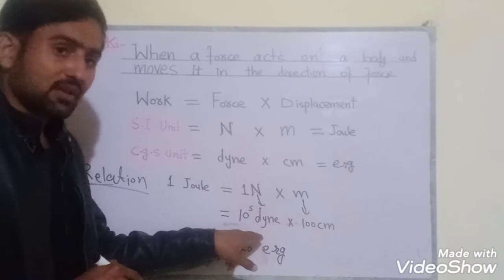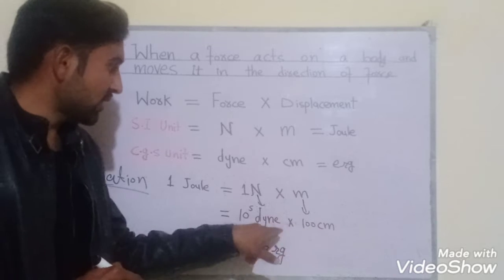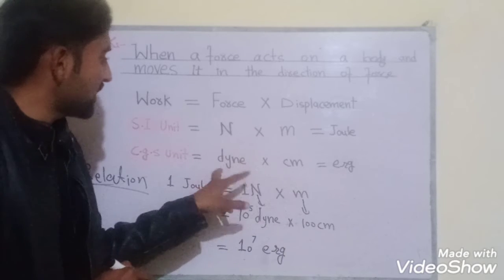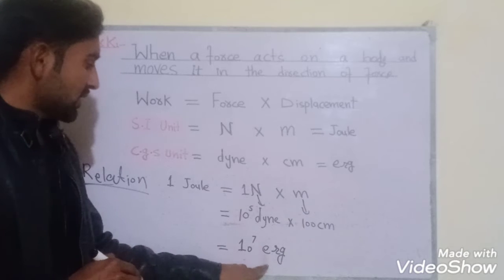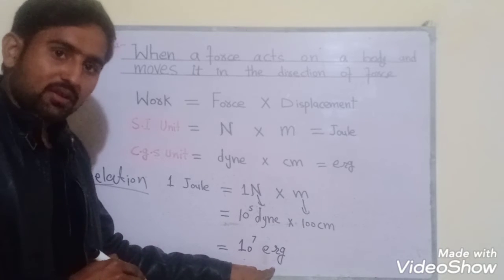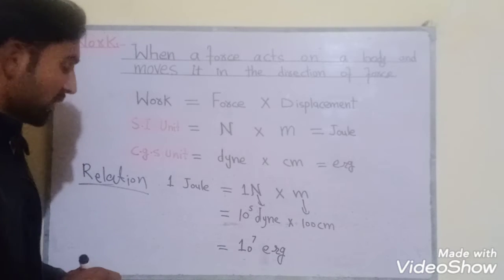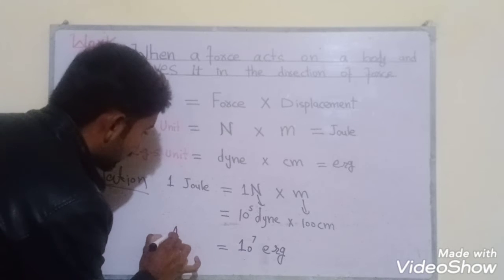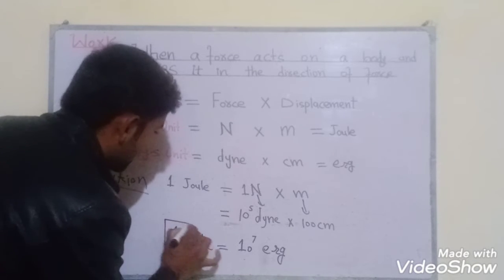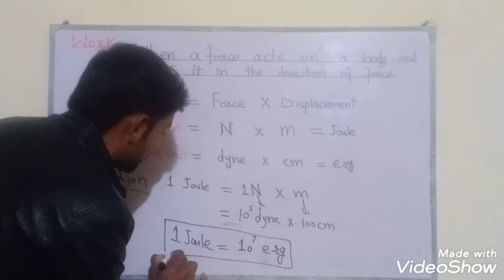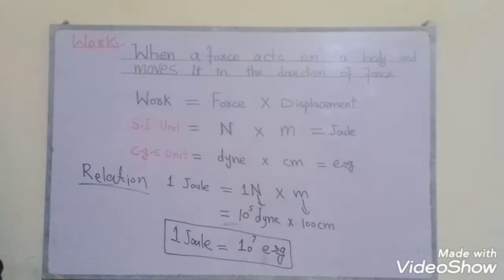That is dyne multiplied by centimeter, dyne centimeter. We discussed earlier that dyne centimeter is equal to erg. Hence 1 joule is equal to 10 to the power 7 erg. This is the relation between joule and erg.